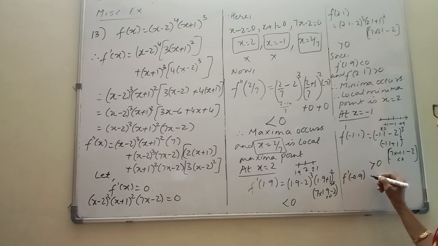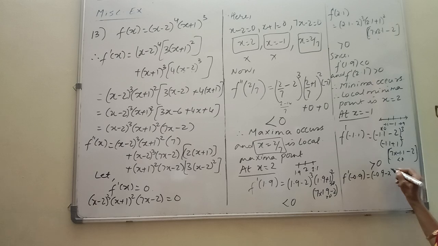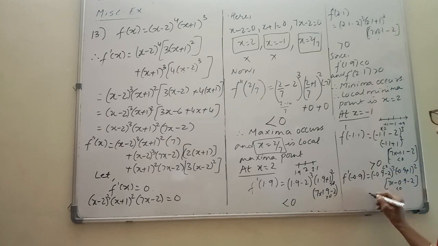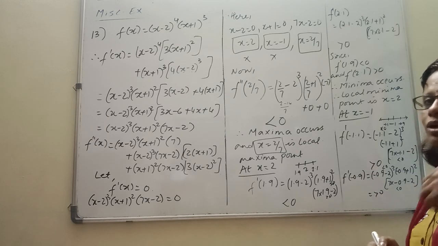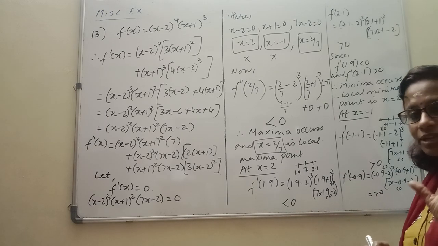At minus 0.9 you have minus 0.9 minus 2 whole cube, minus 0.9 plus 1 whole square. That is not a worry to us because it's a square. Then 7 times negative 0.9 minus 2. Now this is a negative quantity, and this is also a negative quantity, so again this is positive. So both are positive. Only if one is positive and the other negative are we able to conclude.